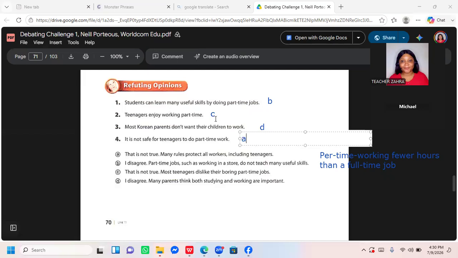Students can learn many useful skills by doing part-time jobs. I disagree. Part-time jobs such as working in a store do not teach many useful skills. Teenagers enjoy working part-time. That is not true. Most teenagers dislike boring part-time jobs. Most Korean parents don't want their children to work. I disagree. Many people think both studying and working are important. The last one: it is not safe for teenagers to do part-time work. That is not true. Many rules protect all workers, including teenagers.